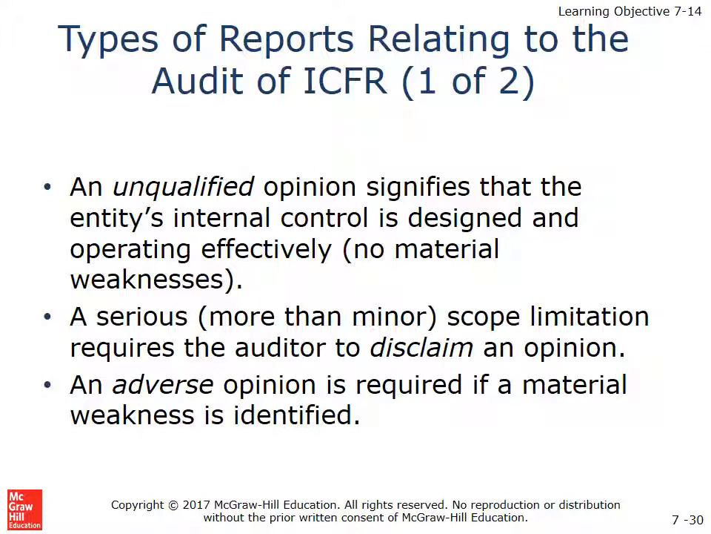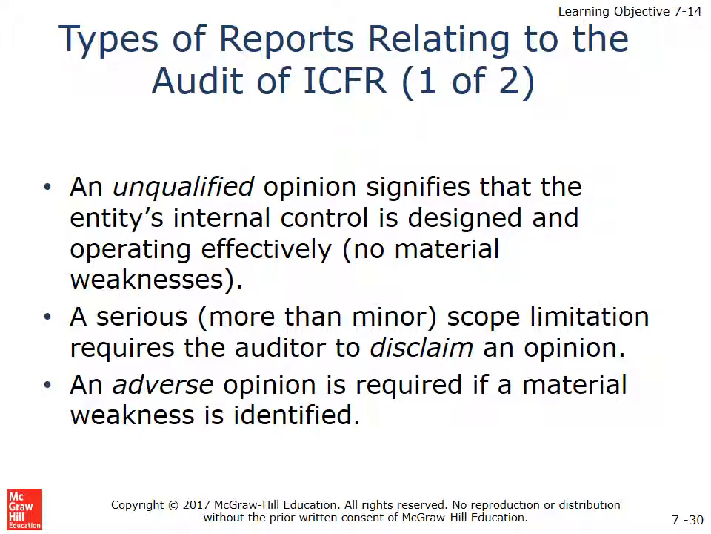Once an auditor has completed this part of the process, they are now ready to create a report on the internal controls. An unqualified opinion signifies that the internal control is designed and operating effectively. There's no material weakness. A serious, more than minor scope limitation requires the auditor to disclaim, and that basically means they can't provide an opinion, or they should withdraw from the engagement. And an adverse opinion is a very bad opinion and is required if a material weakness is identified.